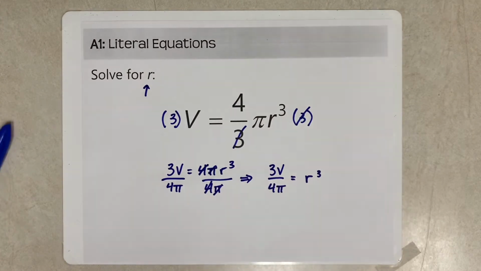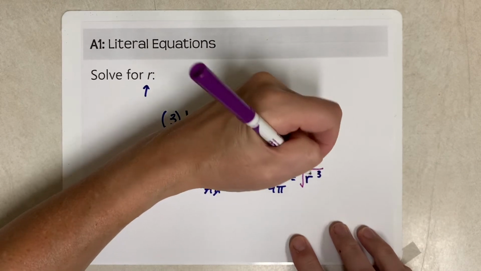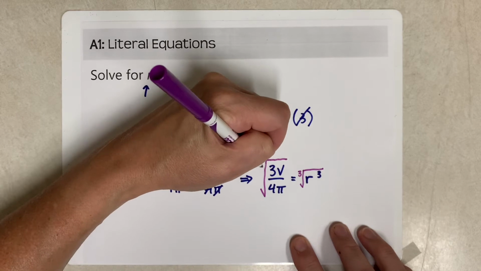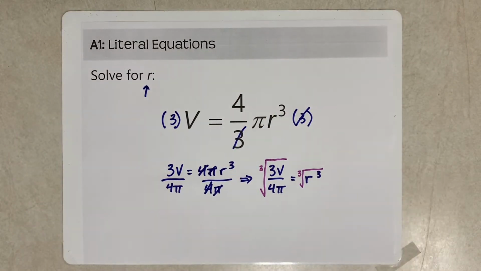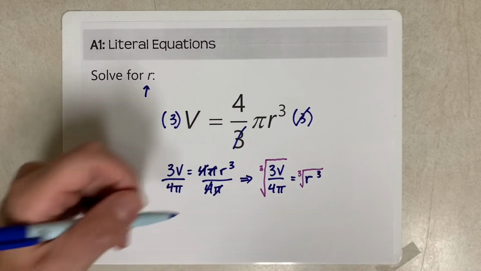So now the question is, what gets rid of a cube? Well, we know a square root gets rid of a square. For a cube, you need what's called the cube root. And so that looks just like a square root, but there's a little 3 right there called the index, and that tells you which root it is. And so a third root will get rid of that. So a cube root, or a third root, and a cube cancel out.